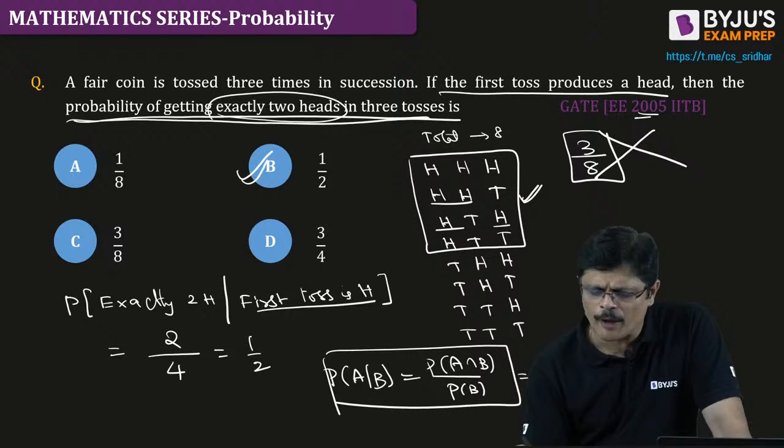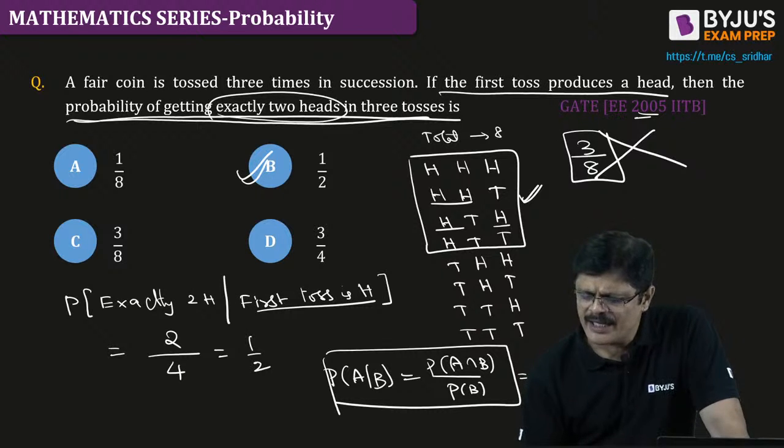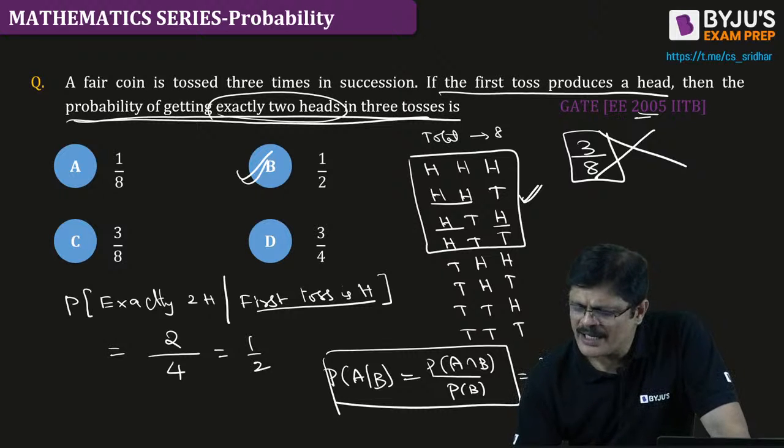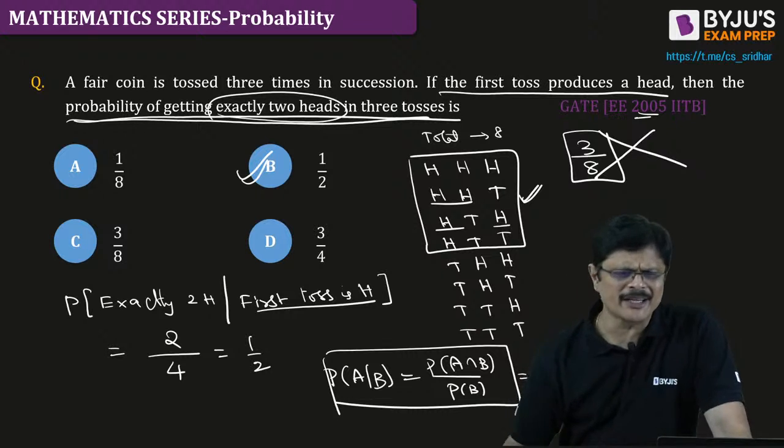Probability of B will be what? First toss is head means what? What is the probability that the first toss is head, which is 4 by 8. A and B, first toss head and exactly 2 heads means what? First toss is head and exactly 2 heads means it is also 2 by 8. So which would be 2 by 4, which is 1 by 2. Formula method also you can do it, sir.